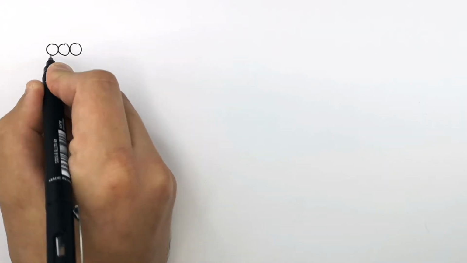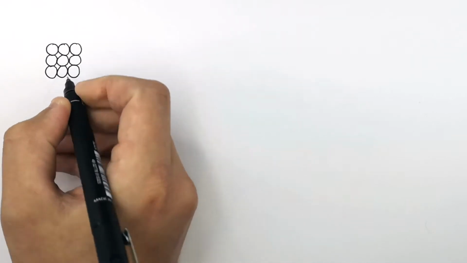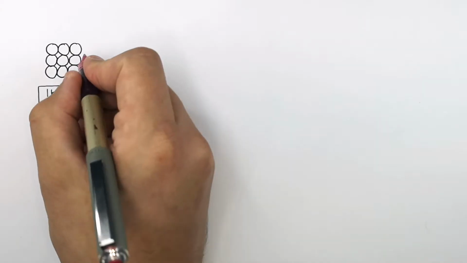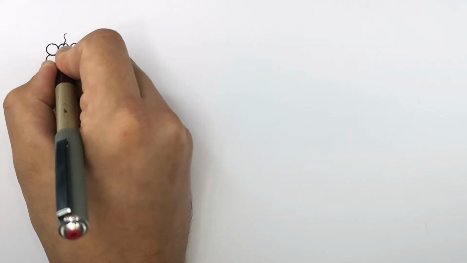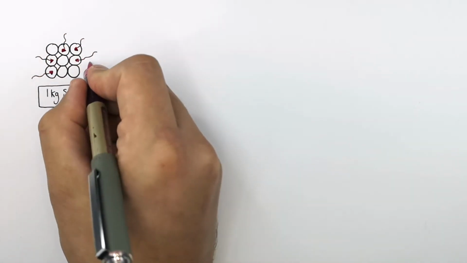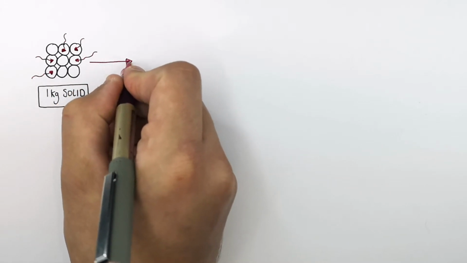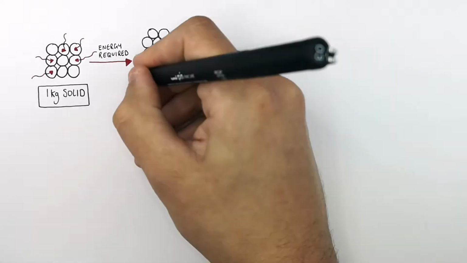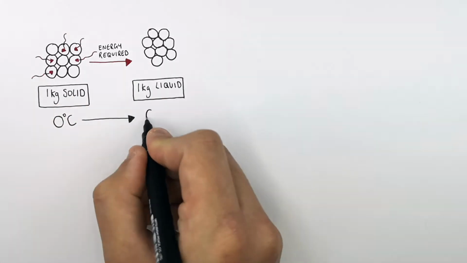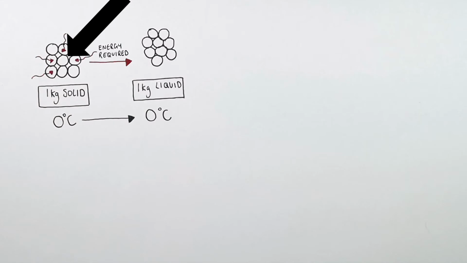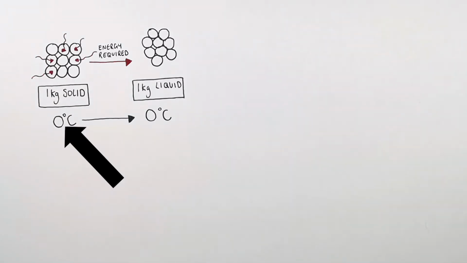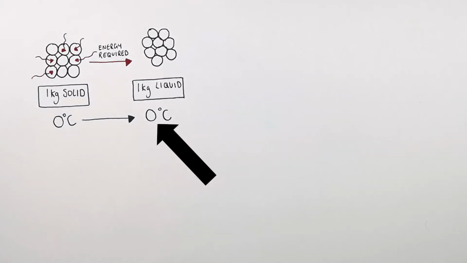What I'm drawing here is the particle arrangement for a solid. We've got 1 kilogram of this solid. So the specific latent heat is the energy required to change the state of 1 kilogram of that solid into 1 kilogram of a liquid without changing the temperature. So this 1 kilogram solid changed state to 1 kilogram of a liquid, but the temperature did not change as it melted from 0 degrees to 0 degrees.